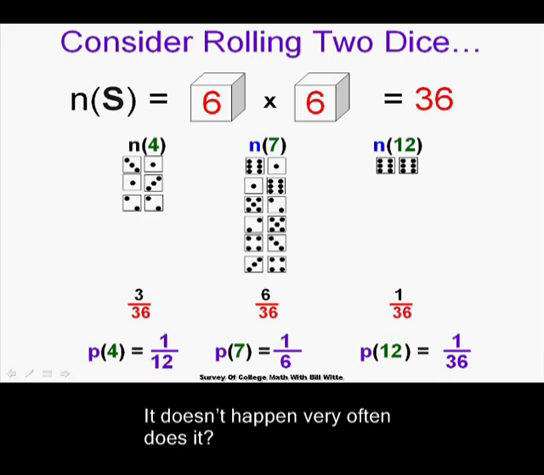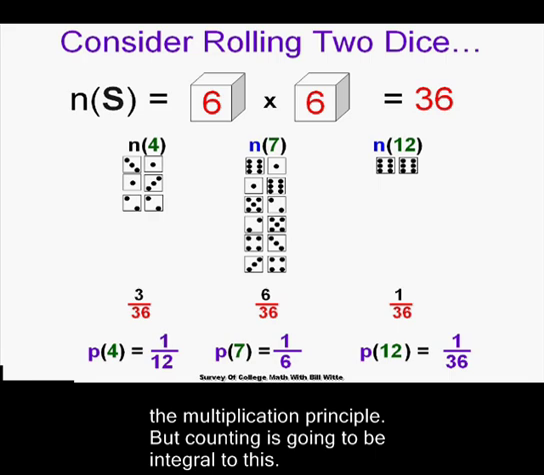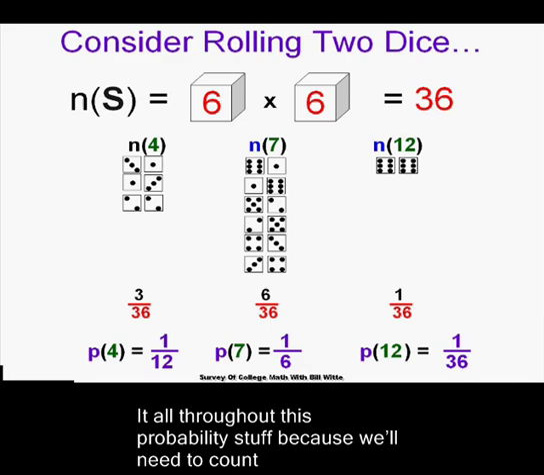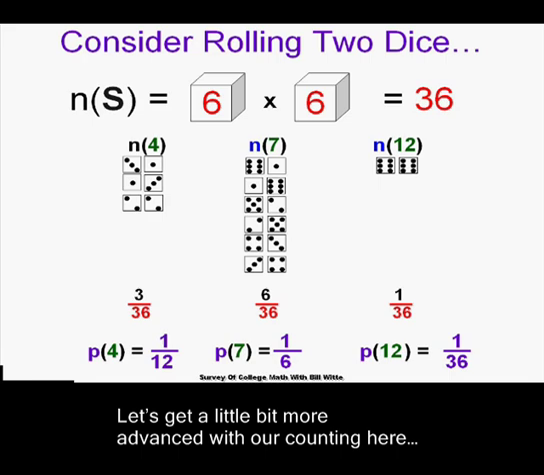Now please notice that we used one of the more basic counting theorems, if you would, the multiplication principle. But counting is going to be integral to this. It's going to be all throughout this probability stuff, because we have to count how many are in the sample space and how many are in the event space. Okay, well, we're going to get a little bit more advanced with our counting here.